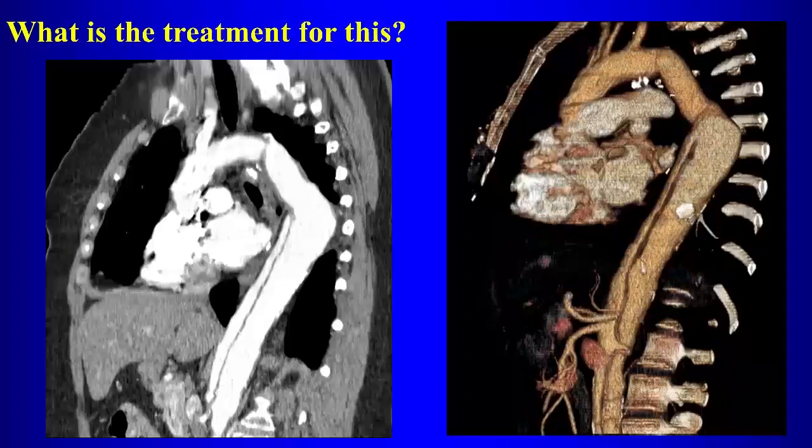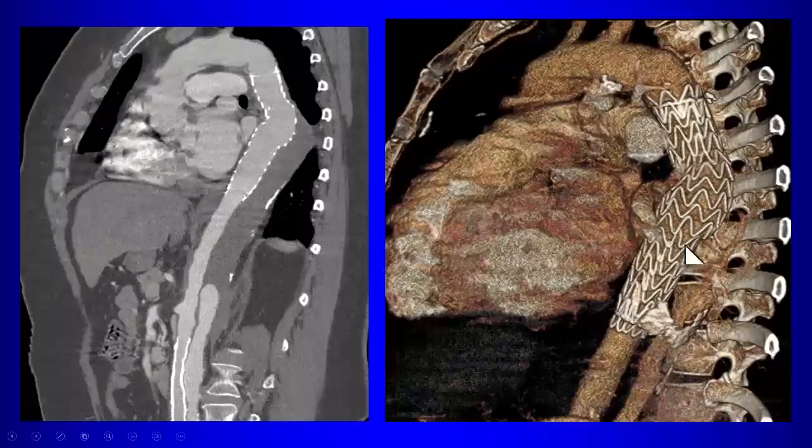Yeah. So the treatment for that would be a stent to maintain the patency and the flow through the true lumen. Okay. So here's a post-stenting. And the other thing that can happen when you do that is it can promote thrombosis of the false lumen.